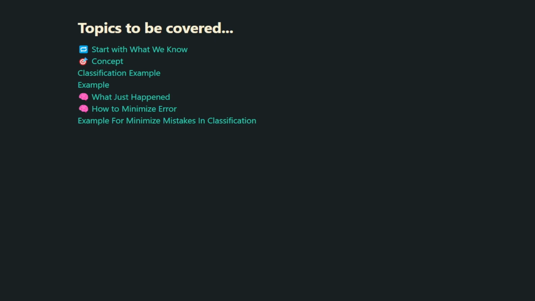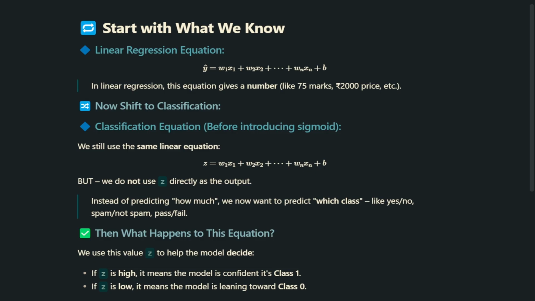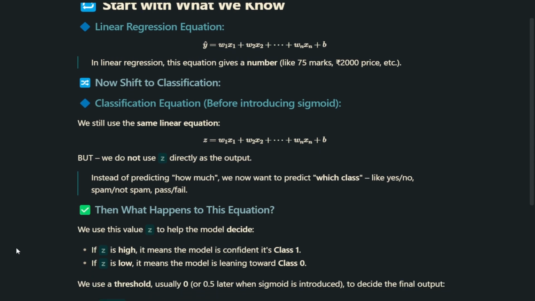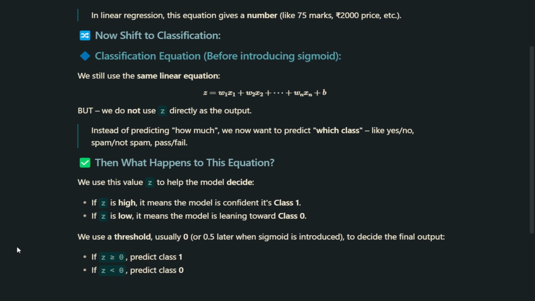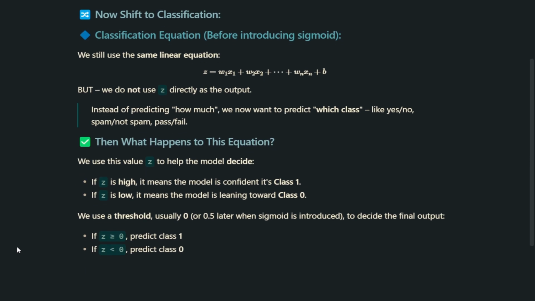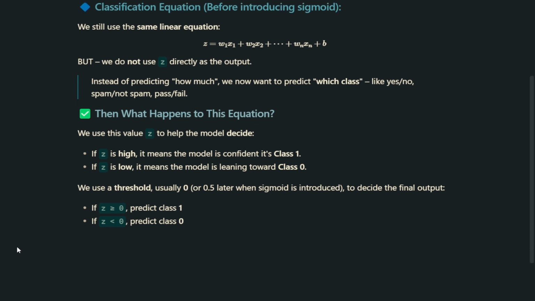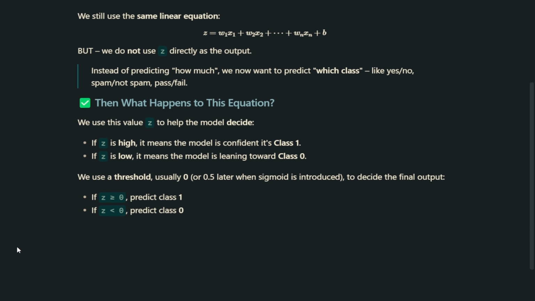Alright, let's start with what we already know. In linear regression, we use this familiar equation: y hat equals w1x1 plus w2x2 and so on, plus b. This gives us a number, like predicting marks or the price of a product. But now we are shifting to classification. Interestingly, we still use the same equation, but the purpose is different. Instead of predicting how much, we now want to predict which class, like yes or no, spam or not spam, pass or fail. So what happens to this equation?